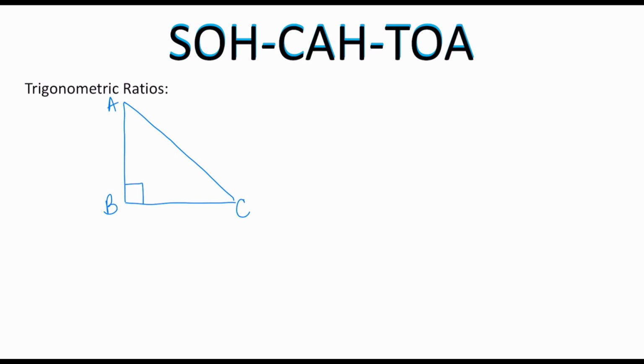Now, on your screen, you have triangle ABC. Triangle ABC is a right triangle. We have two acute angles, that is angle A and angle C. So when you start talking about opposite, hypotenuse, adjacent, it really matters which acute angle you are referring to.